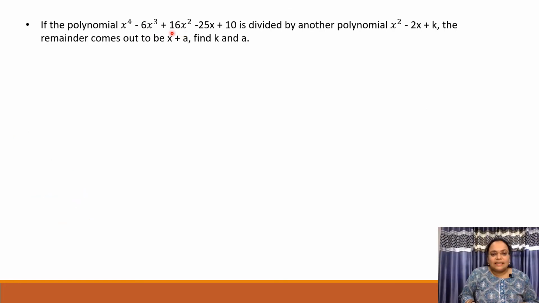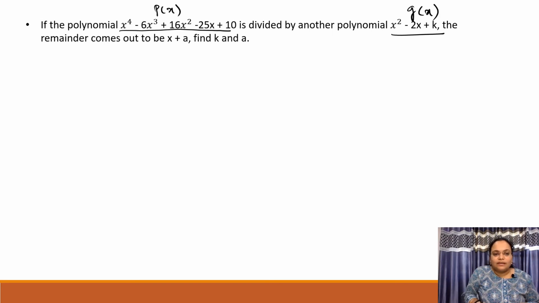Okay? See, this is the polynomial p of x, divided by another polynomial, let's take g of x. The remainder comes out to be x plus a. Then we need to find the values of k and a. So let us take this polynomial as p of x and this polynomial as g of x.